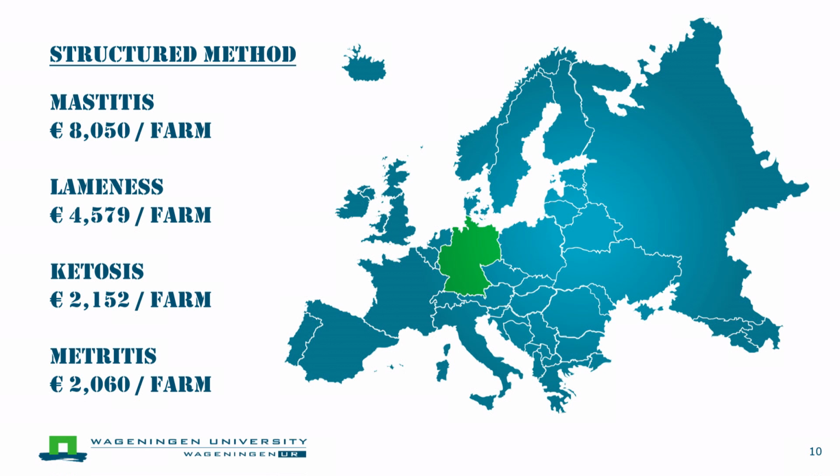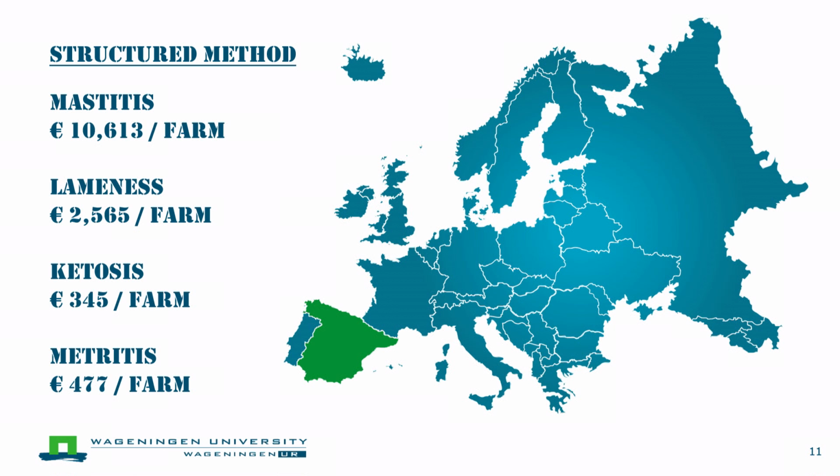It was the calculations we made based on the information available, and we found that in Germany, the most costly disease on a farm would be mastitis with 8,050 euros. Not very surprisingly, because mastitis is reported to be the most costly disease on a farm. But lameness, ketosis, and metritis also have their fair share to contribute to the cost of disease. We found similar results for Spain, although ketosis and metritis were a little bit lower.